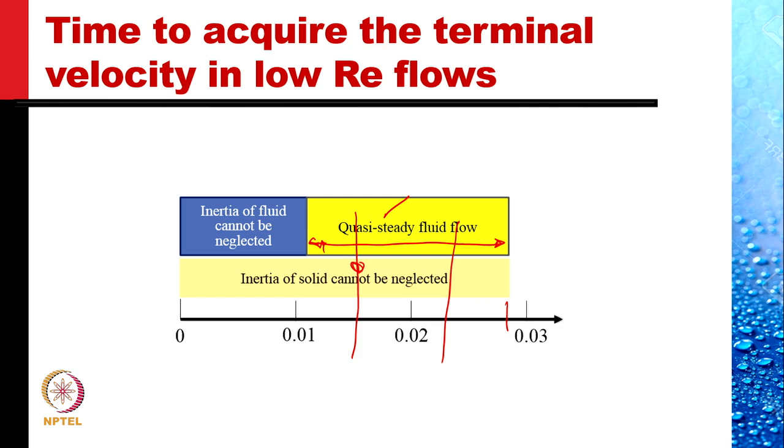So, the velocity field in the fluid would be like a steady velocity field with the ball motion at a larger speed. This is what is meant by quasi-steady fluid flow.